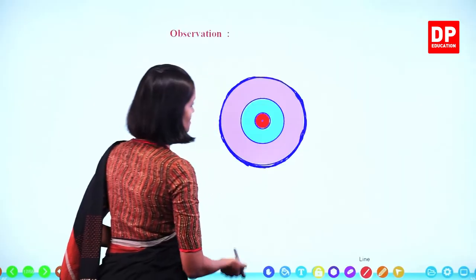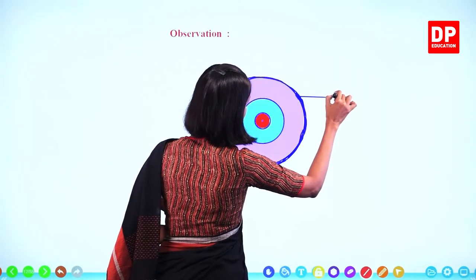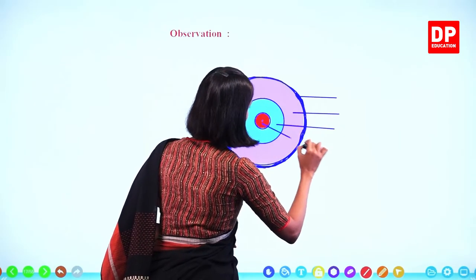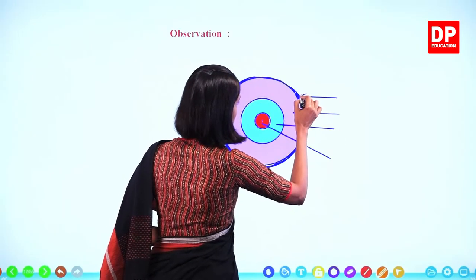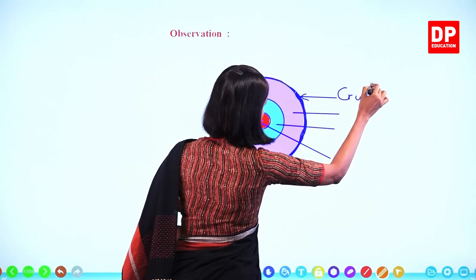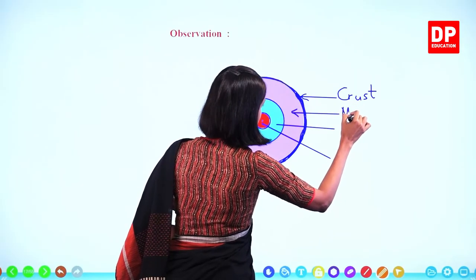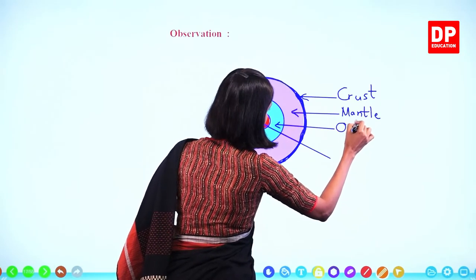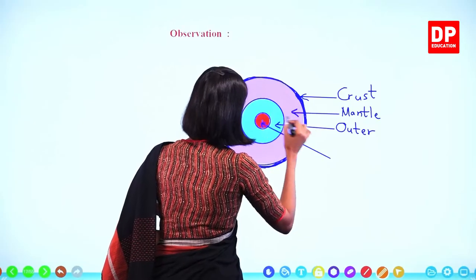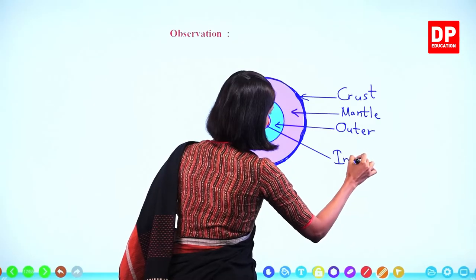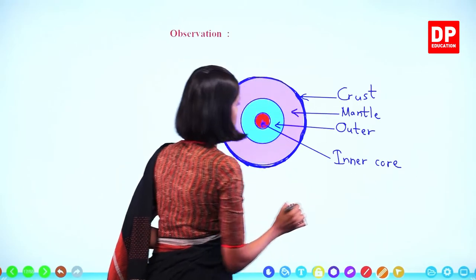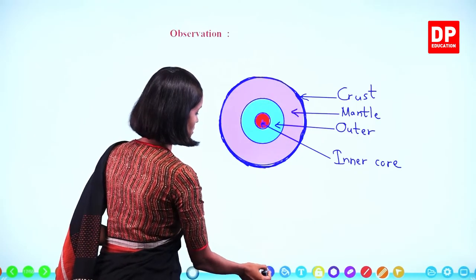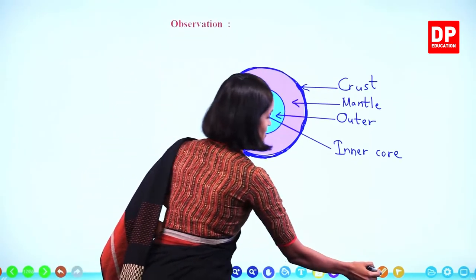We will label this diagram. This is the crust, mantle, outer core, and inner core. Crust, mantle, outer core, and inner core. Right, children? The crust, mantle, outer core, and inner core. Right? So let's write.